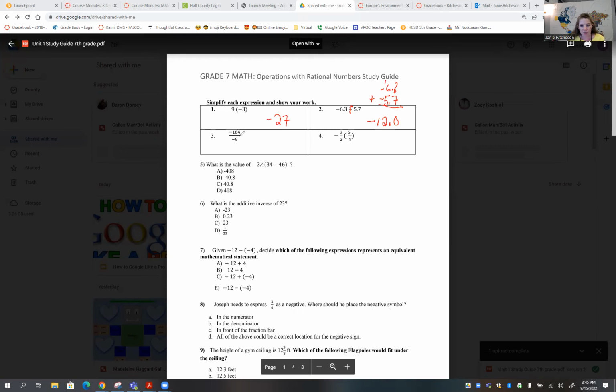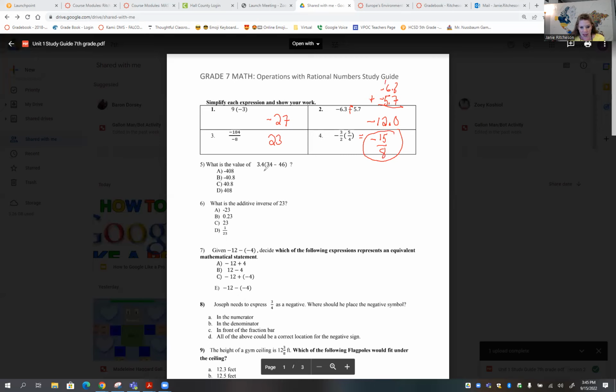Number 3, we're dividing two negative numbers, which means we will get a positive answer. So I know 8 will go into 18 two times with 2 left over. So the answer is positive 23. And then number 4, we have a positive multiplied by a negative. They're fractions. We're multiplying straight across. So we know our answer is negative. So 5 times 3 is 15. 2 times 4 is 8. And we can leave it in that form right there.